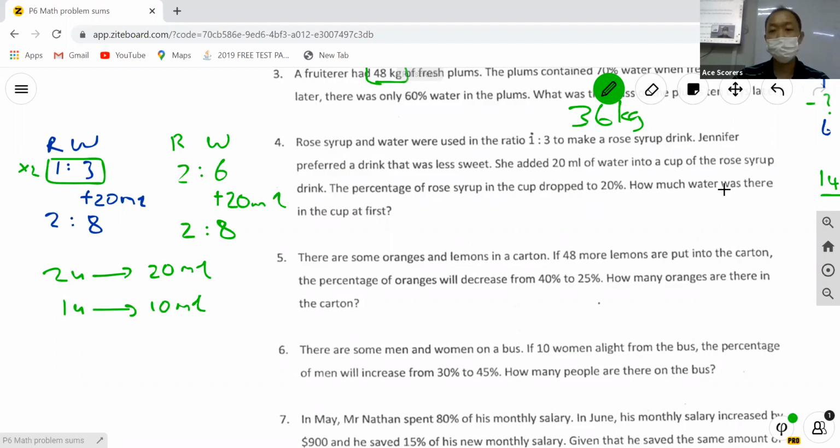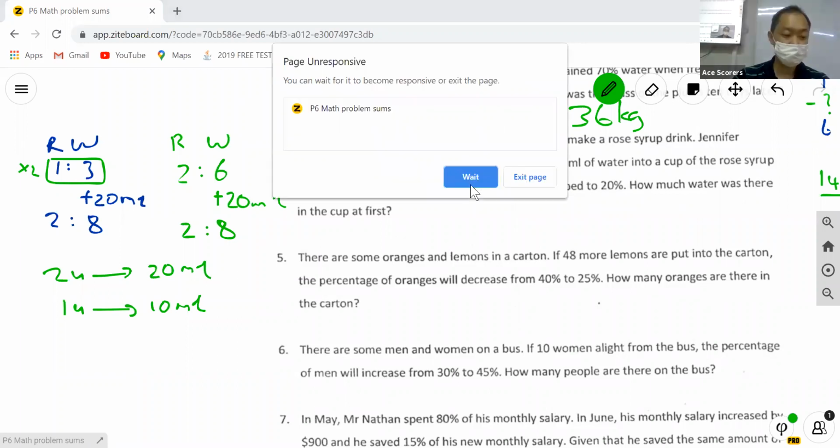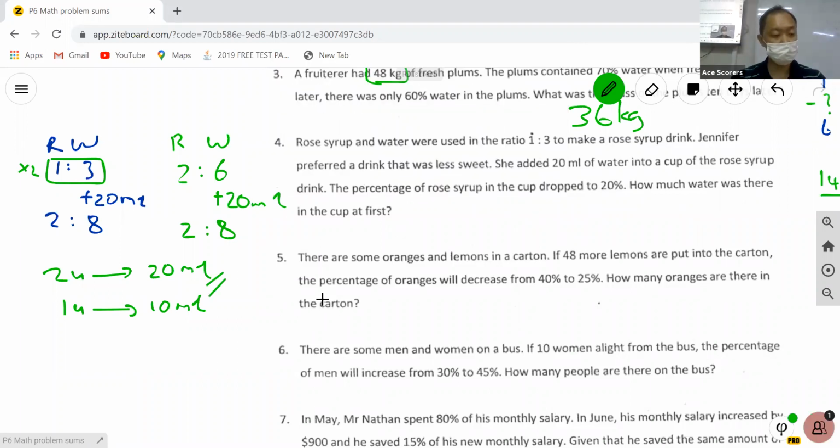Okay, so how much water was there in the cup? Actually, I don't even need to find 1 unit, right? It's just 2 units. So in the cup, there were 20 ml. That's it. Easy or not? Really easy, then say easy, okay? If it's not easy, it doesn't matter.